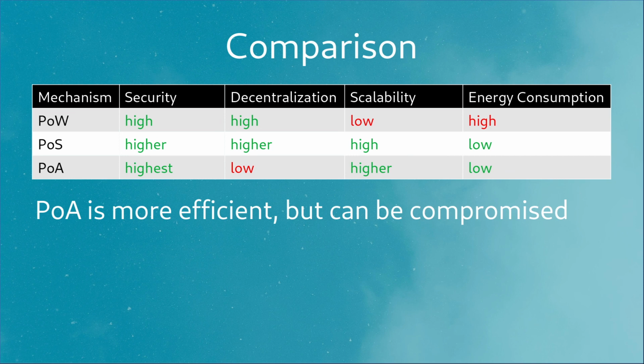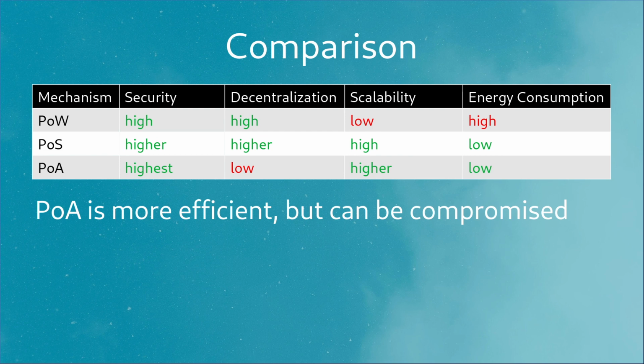On the other hand, a proof of authority network is not very decentralized, because you have a central authority that has to approve the validators, and also the validators have to prove their identity, and people also know who they are. So there are typically fewer validators, and if someone wants to manipulate the blockchain, they also know who they have to manipulate, and it's easier to manipulate a proof of authority blockchain.